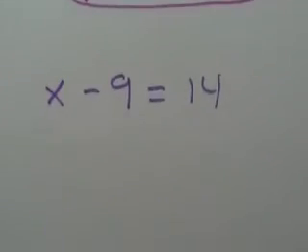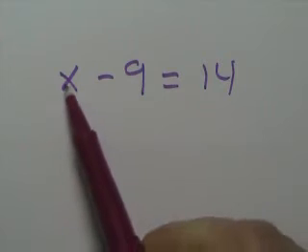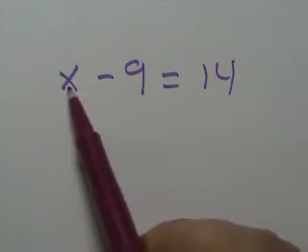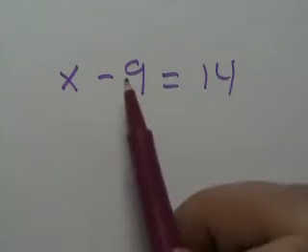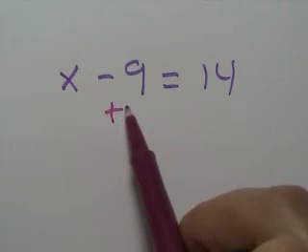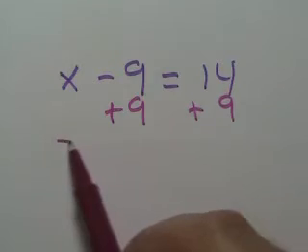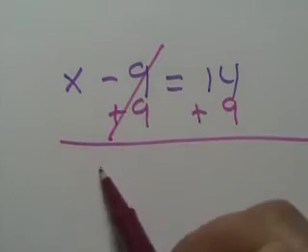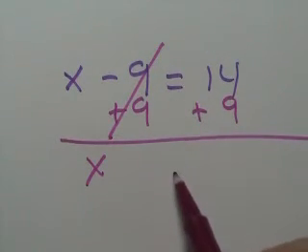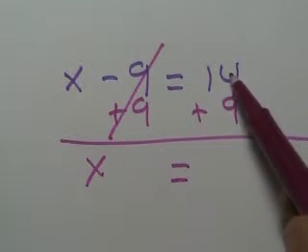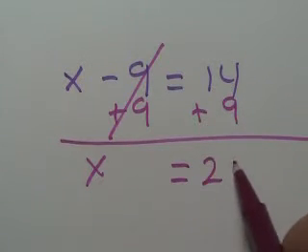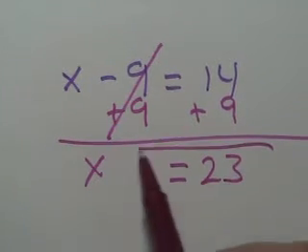Okay, one more. I want to get rid of the minus 9. Remember, you want to get the x by itself. So to get rid of minus 9, I would do its opposite. I would add 9. Do its inverse. So that's gone. Leaves you with x. Keep the equals lined up. And 14 plus 9 is 23.